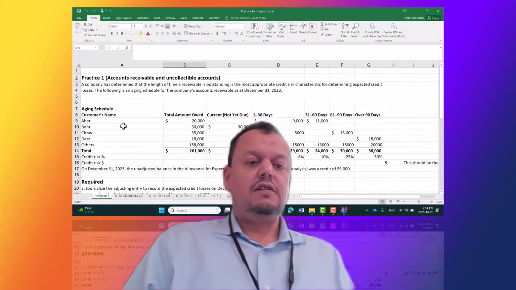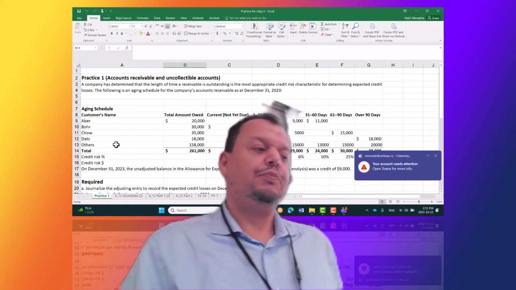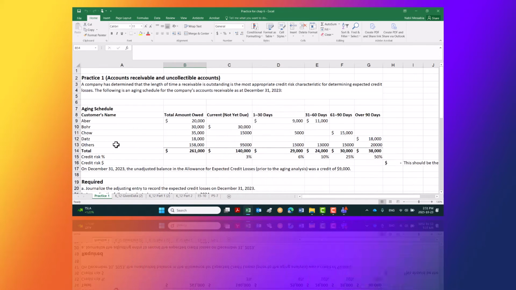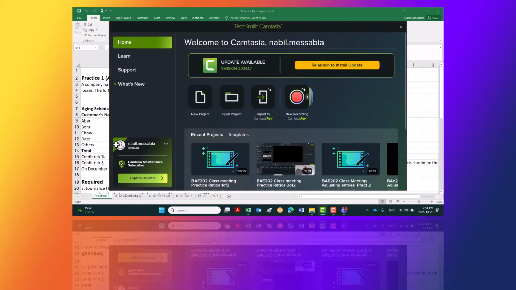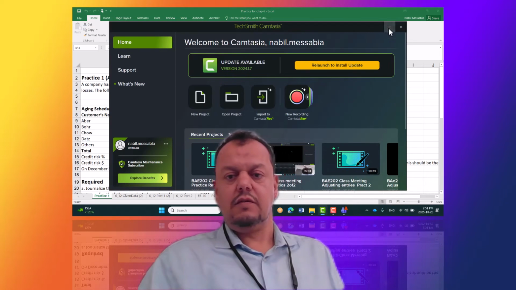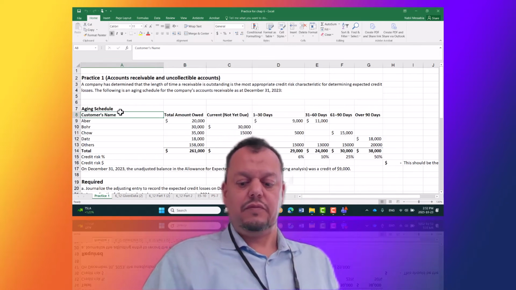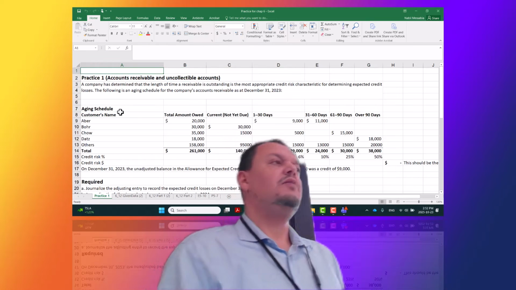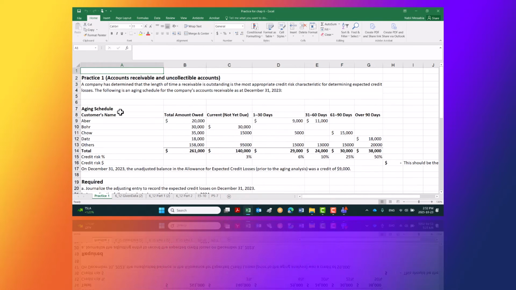Okay, first practice regarding receivable. So, as we discussed on Monday, companies have to assess the risk of non-collectability of their receivable and make an adjustment entry to account for that risk. And the way they do it is to prepare an aged balance of the receivable. This is an example where we have the list of our receivable.